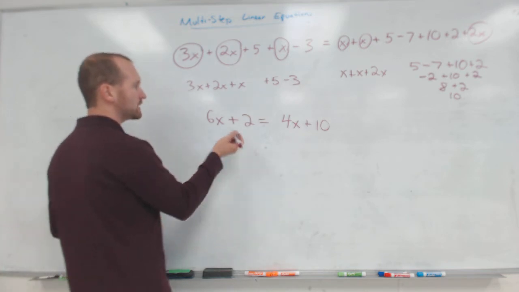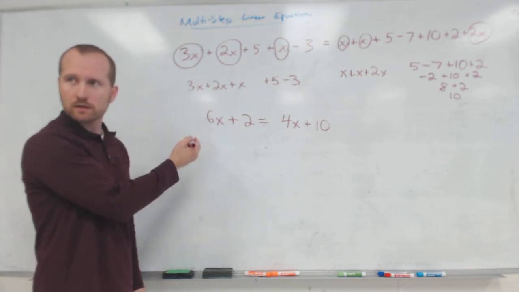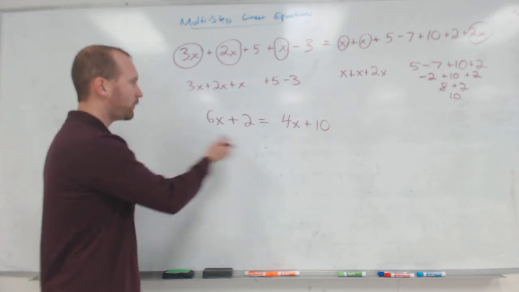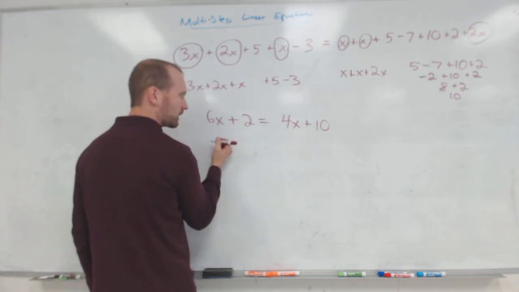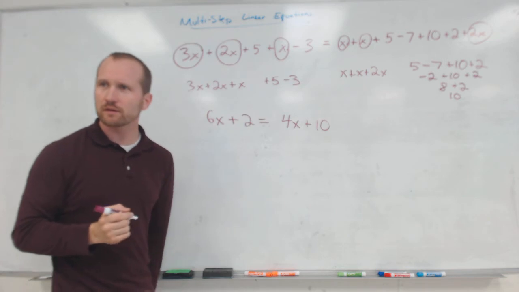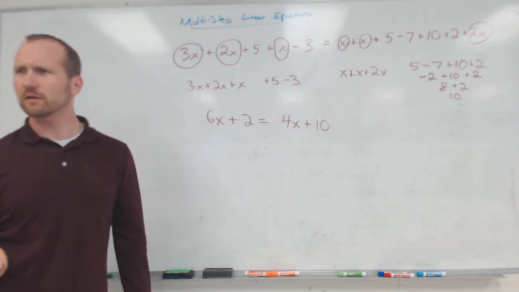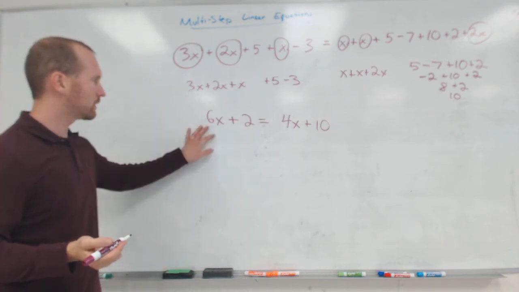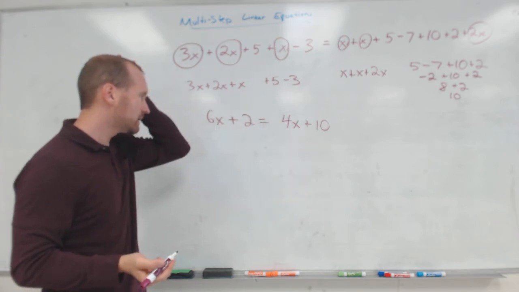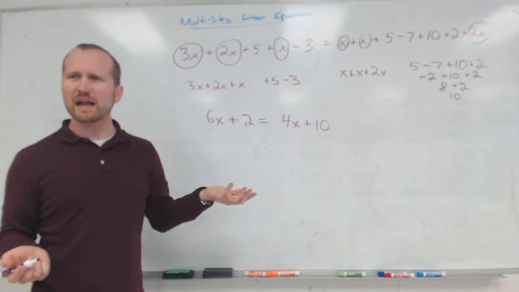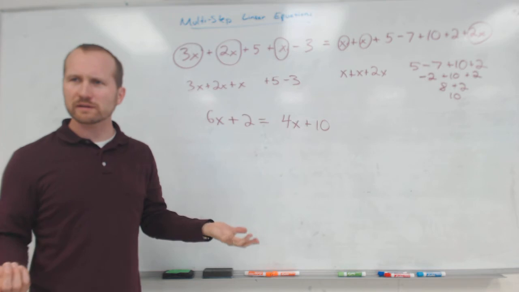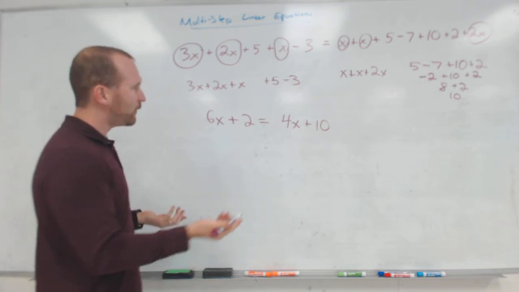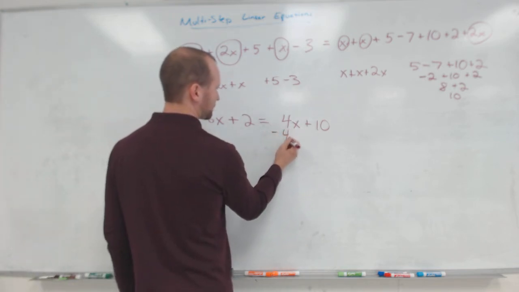We would get rid of the 6x, right? Yeah. 4x. Wait, which one? No, the 6x. Which one should we get rid of? The 4x. 4x, 6x. Bigger. How do we decide? It's lower. Which one's lower? 4x. 4x is lower. Let's get rid of that.